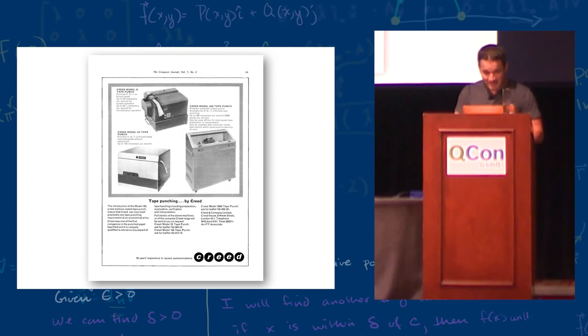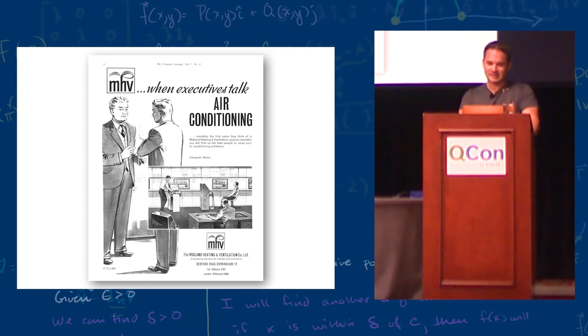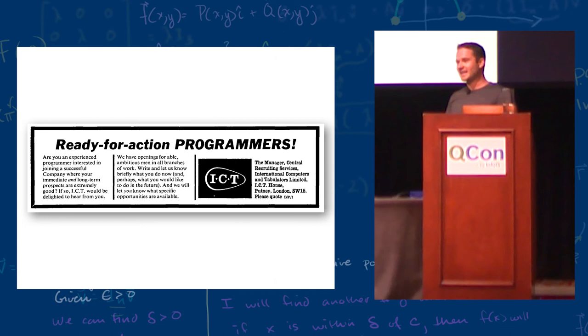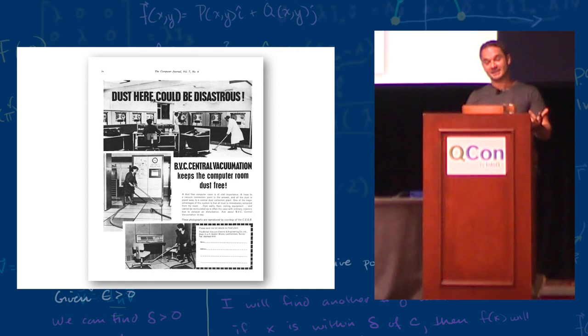There's this beast here, this big one, that can do 300 characters per second. You've got your madmen executives making decisions about air conditioning for their computer room. It's these three dudes here in the computer room, and it's labeled computer room, period, in case you were wondering what a computer room looked like back then. Job ads, ready for action programmer. This is what they used to call rock stars and ninjas. And central vacuuming for keeping your computer room dust-free.